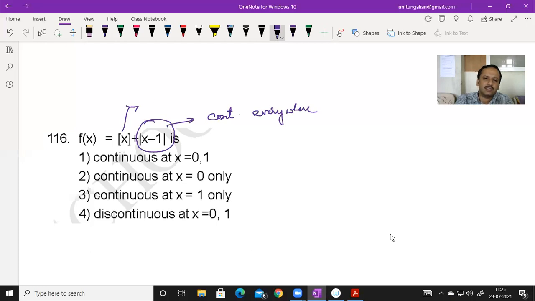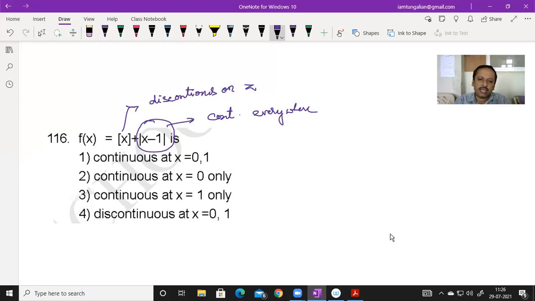Then step x is discontinuous on Z. At all integers, it is discontinuous. Everywhere else, it is continuous. So their sum: we say the sum of two functions is continuous only if both are continuous. If one of them is continuous and one of them is discontinuous, then their sum cannot be continuous, right? Sum of two continuous functions is continuous. So one continuous and one discontinuous means their sum will be discontinuous.